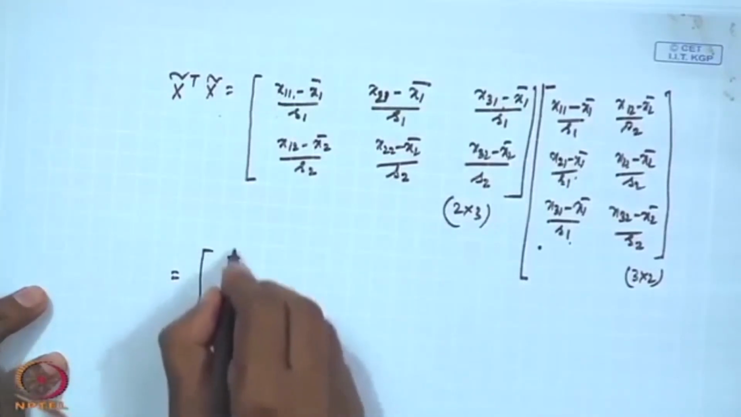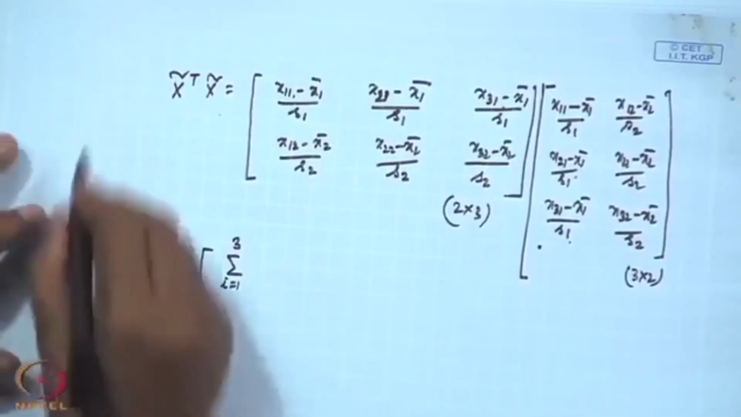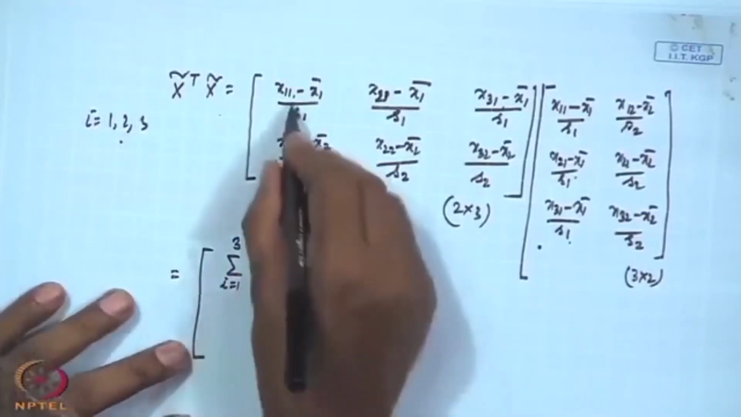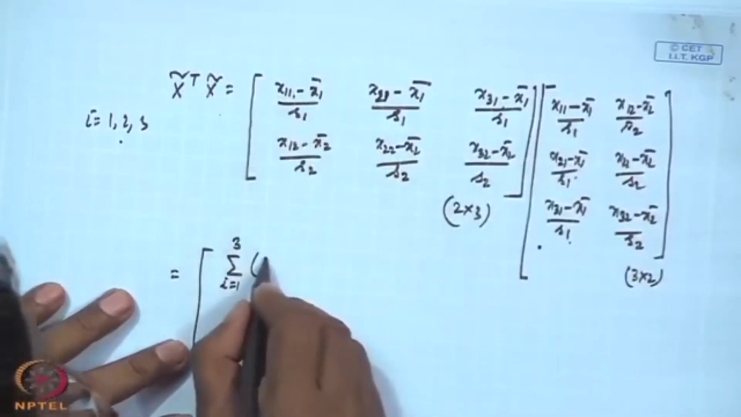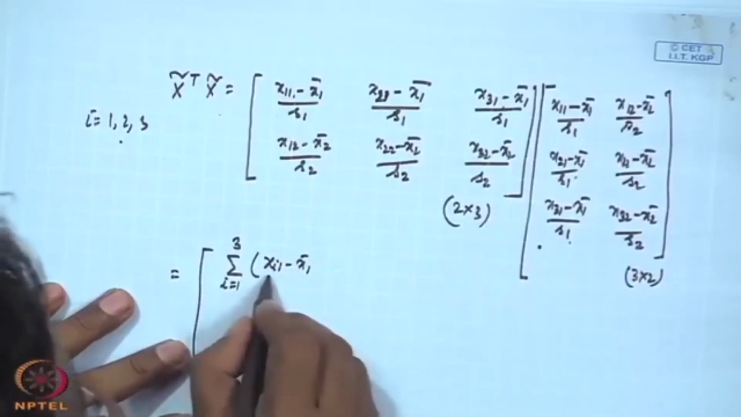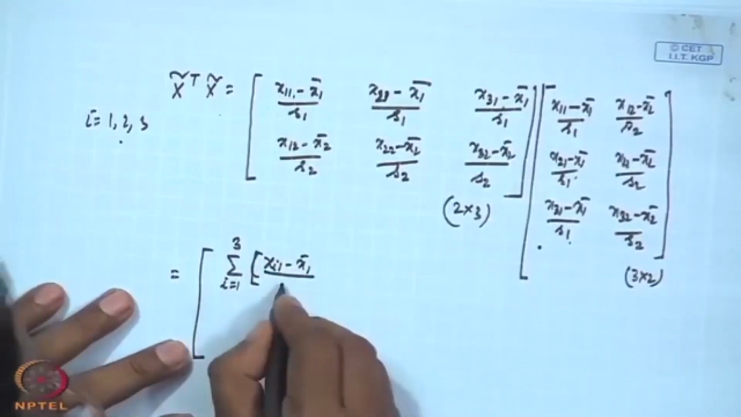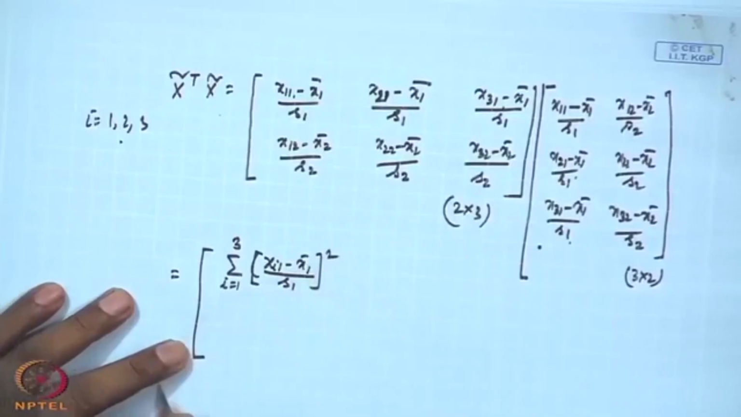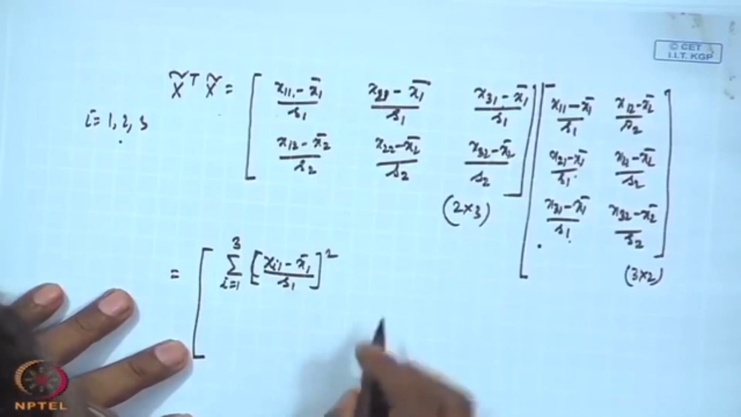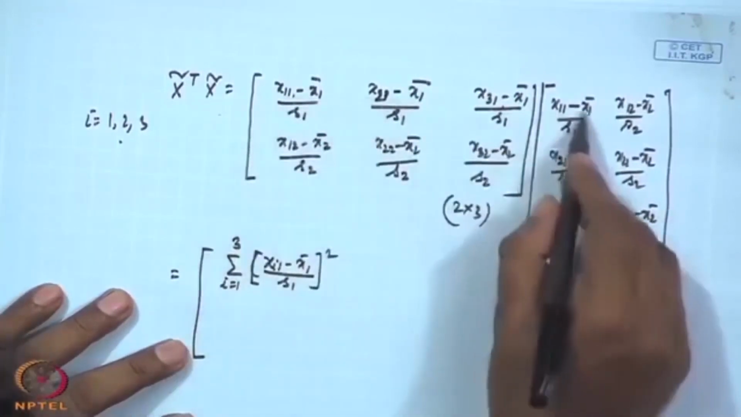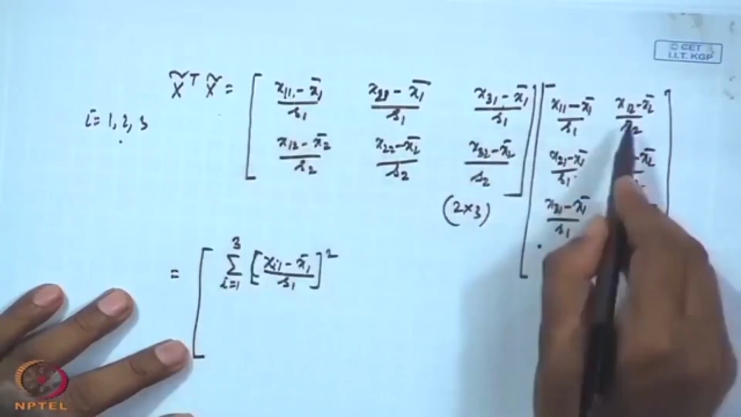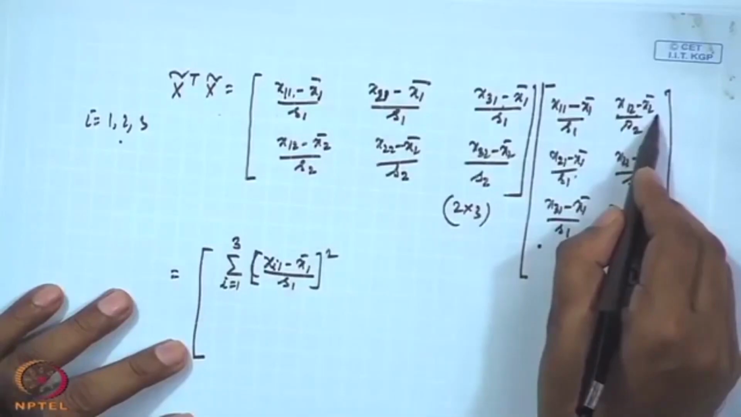If I write i equal to 1, 2, 3, because our observations are 1, 2, 3. Now, the second index stands for the variable. So, x i1 minus x1 bar divided by s1, that square you are getting. Okay. Then what will this cross this be? Now, this cross this, what will we get? x11 minus x1 bar, x12 minus x2 bar. You see what you are getting here?